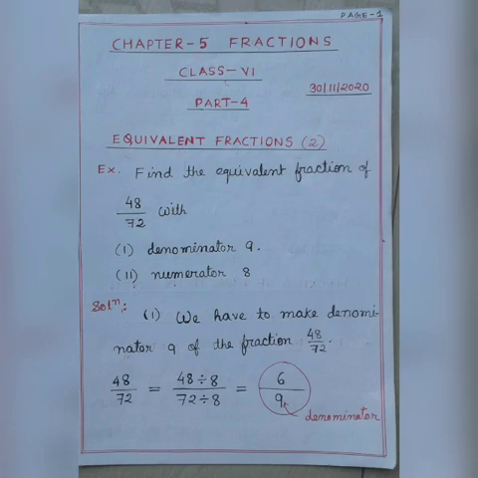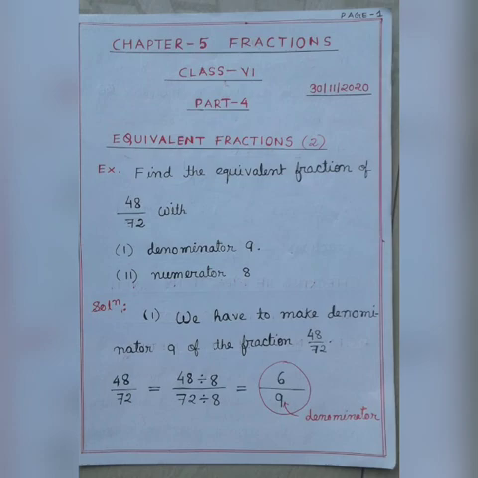This means you have to make the denominator 9 and numerator 8 and then see what will be the look of the equivalent fraction. How to solve this? I am showing you. Number 1, we have to make a denominator 9 of the fraction 48 by 72. How can we make the denominator 9 of 72?